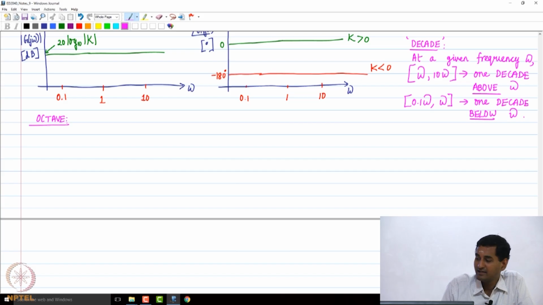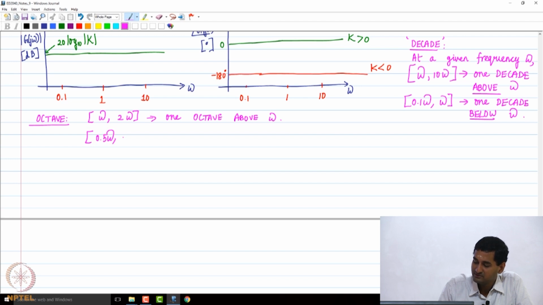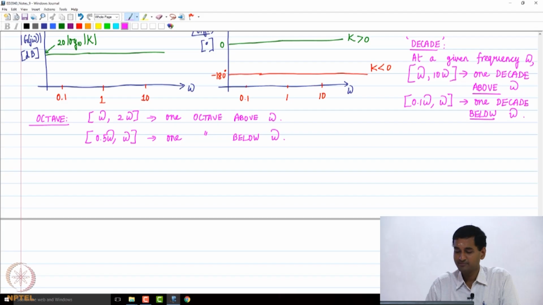What is an octave? Let us say you give a frequency omega, the region from omega to 2 omega is called 1 octave above omega. Similarly, from 0.5 omega to omega is called 1 octave below omega. Okay, so these are some terms which are typically used. That is a decade and an octave.